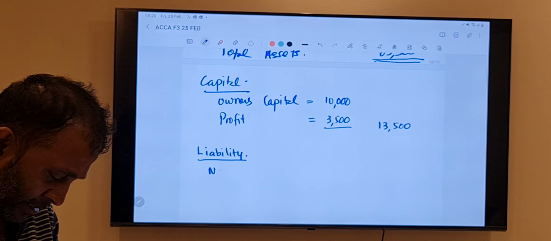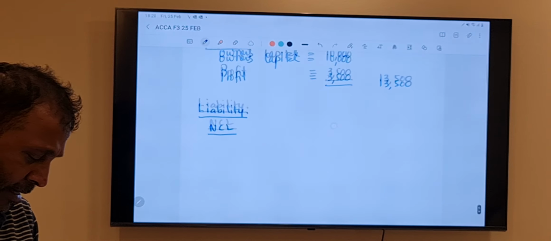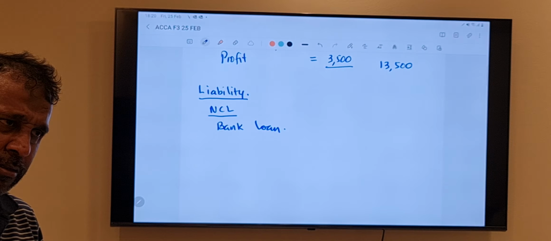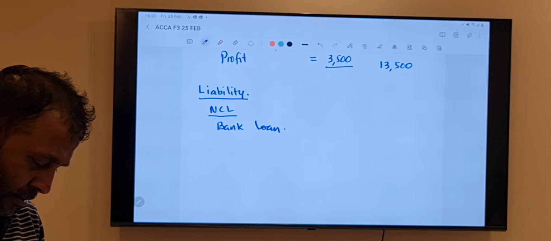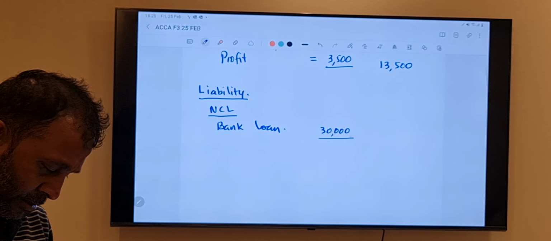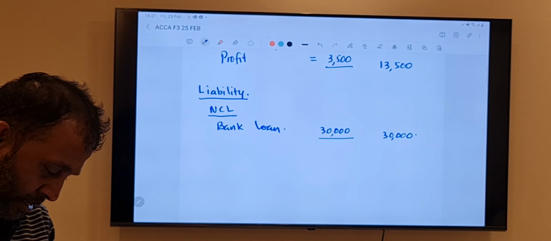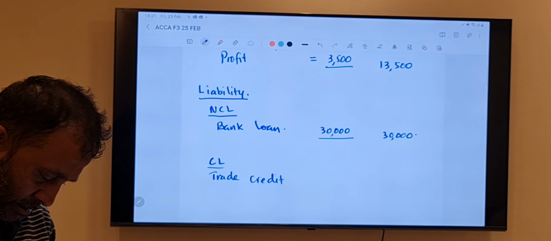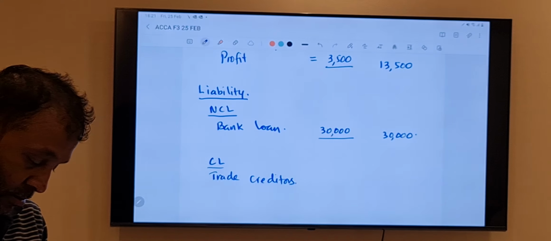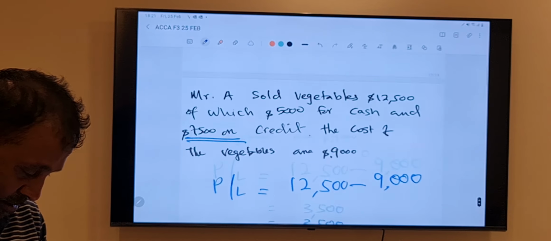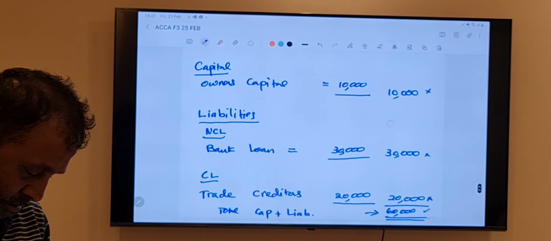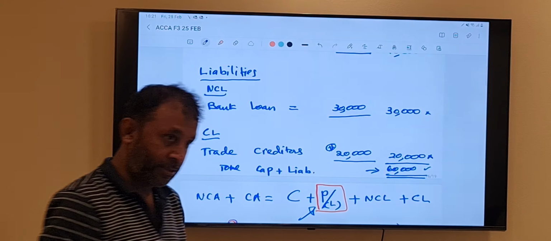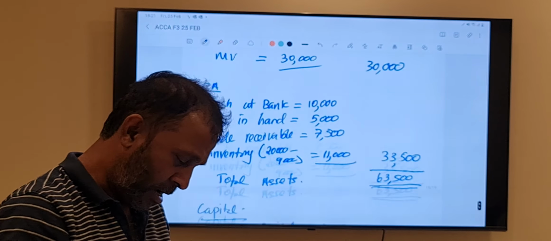Liability. Under liability, we have non-current liability. What non-current liability do I have? Bank loan. Any change? So how much? 30,000. So I can take the subtotal 30,000, and current liability, trade creditors. How much? 20,000. Any change? No change. Okay.